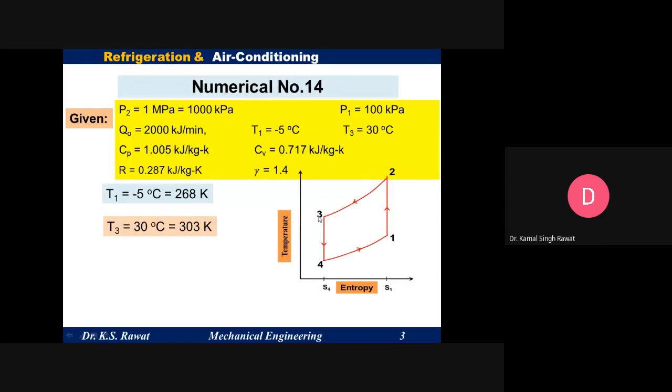ये बात किसके समझ में नहीं आई? It's isobaric process. तो जितना P2 की वैल्यू होगी उतनी P3 की वैल्यू होगी, जितनी P1 की वैल्यू होगी उतनी P4 की वैल्यू होगी. So P2 is given 1000 kilopascal और P1 is given 100 kilopascal. So we can write the pressure ratio. Pressure ratio is equal to P2 by P1, or we can write P3 by P4. And P3 is equal to P2 and P1 is equal to P4. The value of P2 is 1000 and P1 is 100. So what is the value of pressure ratio R? 10. So this pressure ratio R is equal to 10 for this question.